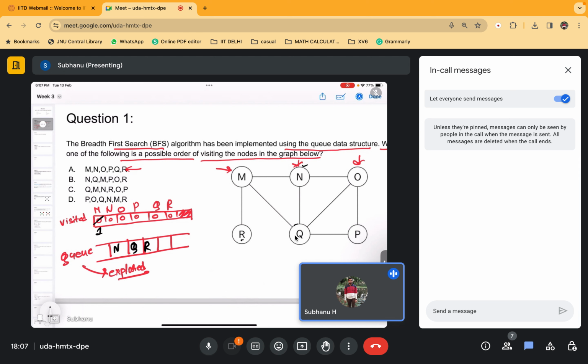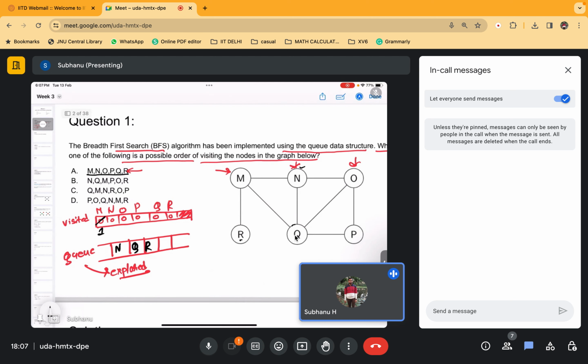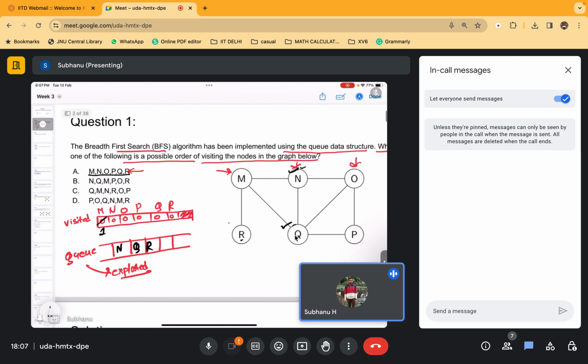If you go with the option M, N, O, P, Q, R, you can see that N is at 1 hop distance, Q is at 1 hop distance, and R is at 1 hop distance. But then it is N, O, P, and O is 2 hops from M, so this option is not correct. Now the second option is N, Q, M, P, O, R.